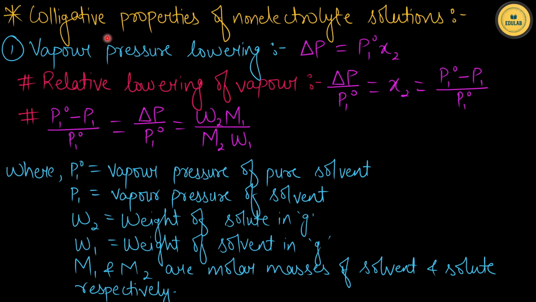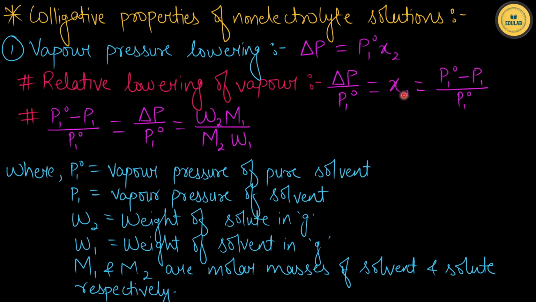Next one is colligative properties of non-electrolyte solution, in which first one is vapor pressure lowering. In this, ΔP is equal to P1⁰ times X2, where X2 is mole fraction of solute. Next one is relative lowering of vapor pressure. That says ΔP upon P1⁰ is equal to X2, which is mole fraction of solute, that is equal to (P1⁰ minus P1) upon P1⁰, where P1⁰ minus P1 is ΔP.